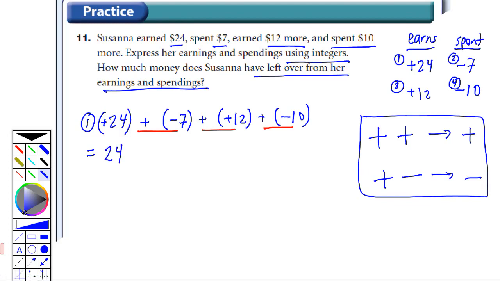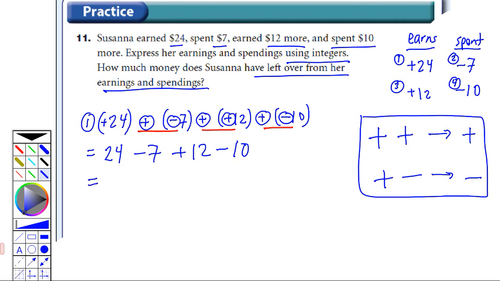Now I'm looking here. I have a plus and a minus. So because it's plus and minus, it turns into a minus. So it's 24 minus 7. Then I continue with my plus. I have plus plus, so that turns into a positive. And then I have 12. Over here I have plus minus, so that would be a negative. So positive 24 minus 7 plus 12 minus 10.